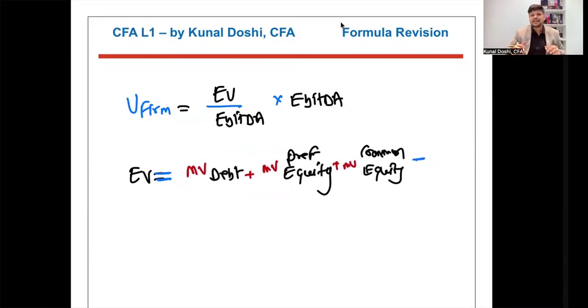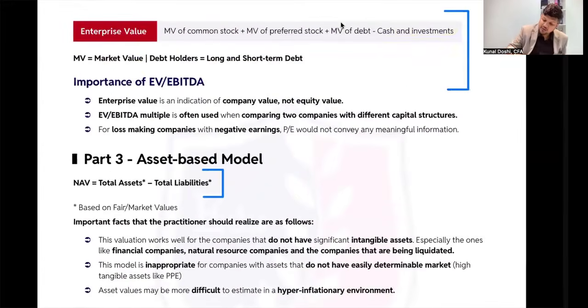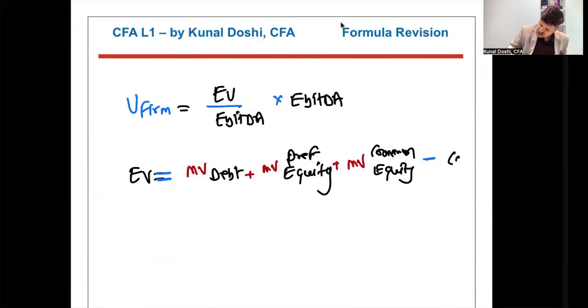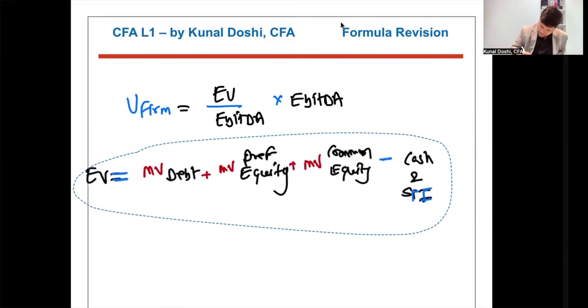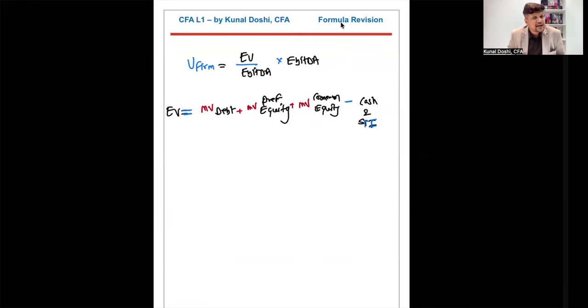Why? Because when you take over the entire company, the cash belongs to you. So remember, everywhere I'm writing market value. Market value is not the same as book value. Minus cash and short-term investments, or you can say cash and equivalents. Those are your liquid funds, short-term investments that you will subtract. That is your EV, enterprise value. Clear, everyone? Enterprise value is market value of debt, preferred, common, minus cash and equivalents. Divide by EBITDA, you get the EV/EBITDA multiple.